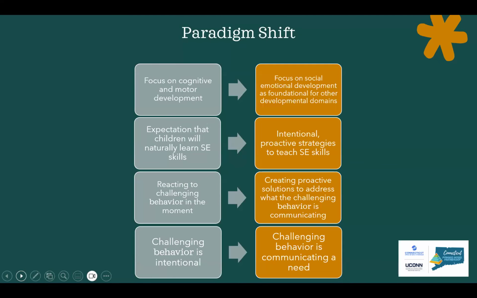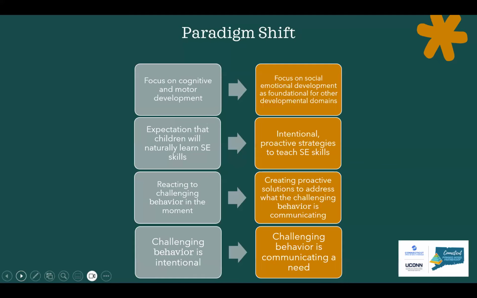On the left, you see that the focus is on cognitive and motor development. That's sort of the traditional way of thinking about how are we assessing school readiness, or sort of what we expect to see out of a 3, 4, 5, 6, 7 year old. And the paradigm shift is that instead, if we focus on social and emotional development, the capacities of those other developmental domains really come into play and come on board naturally because the foundation is strong.